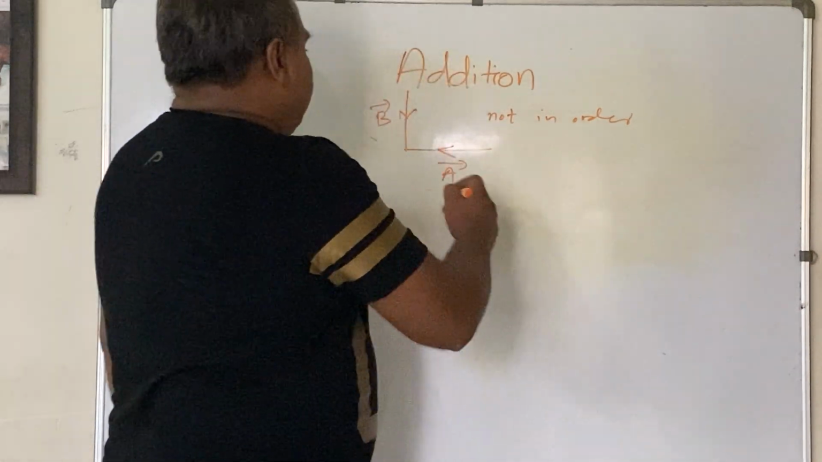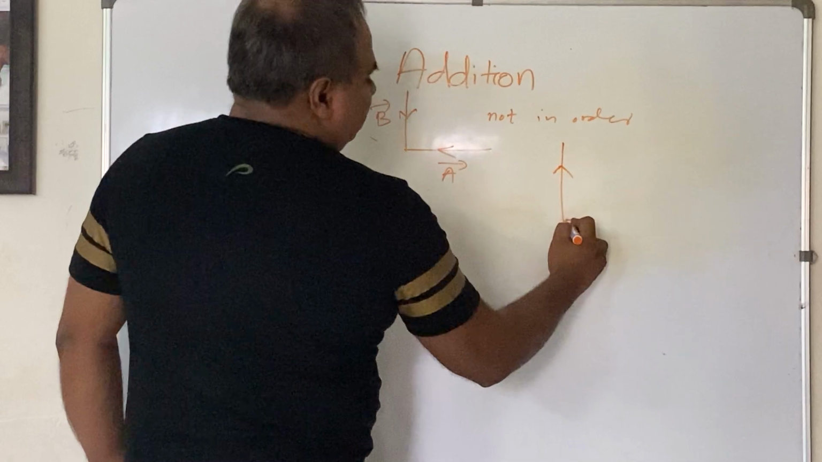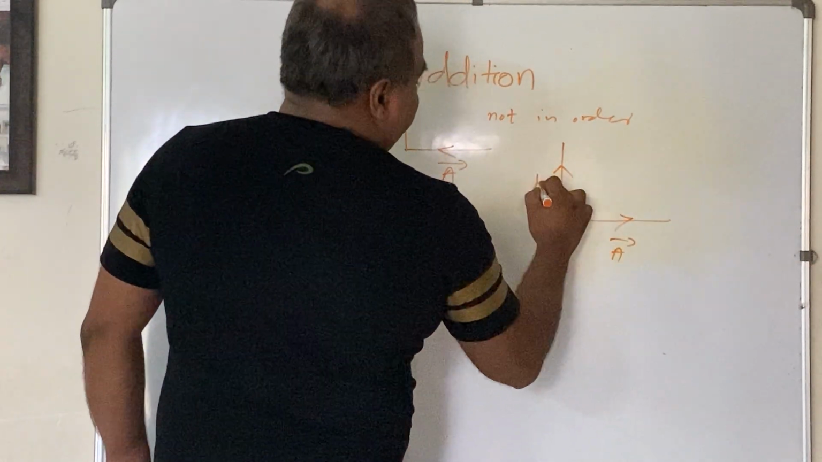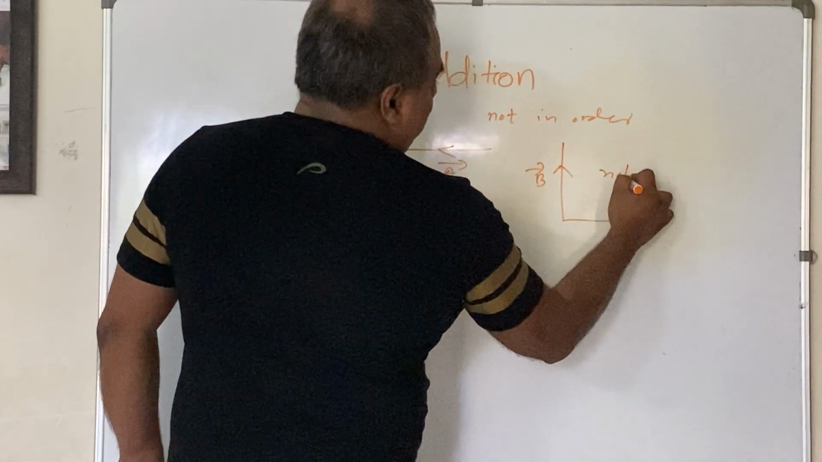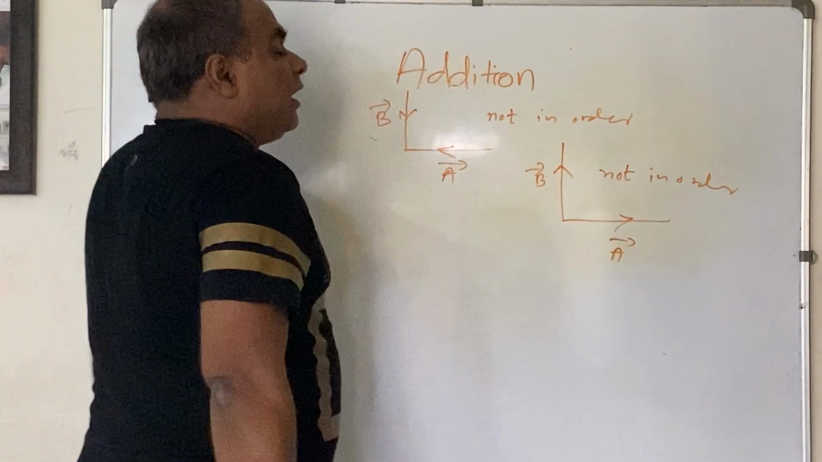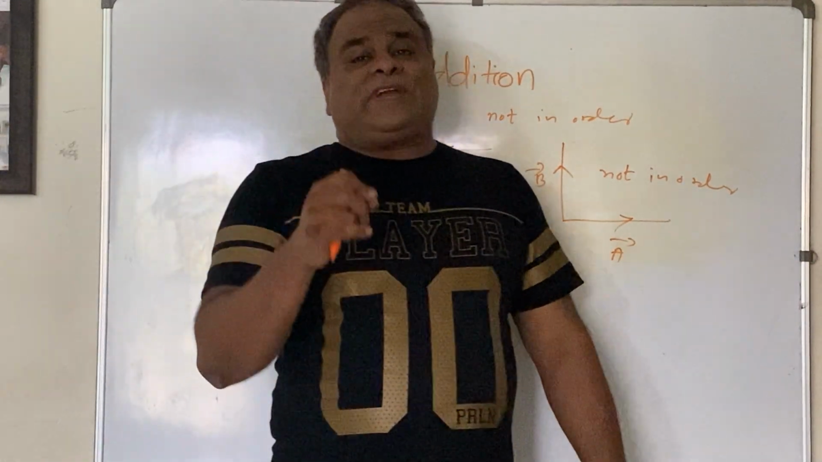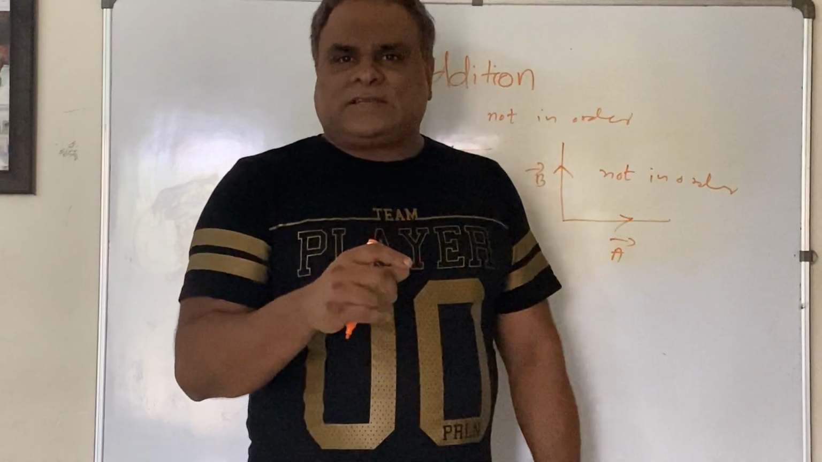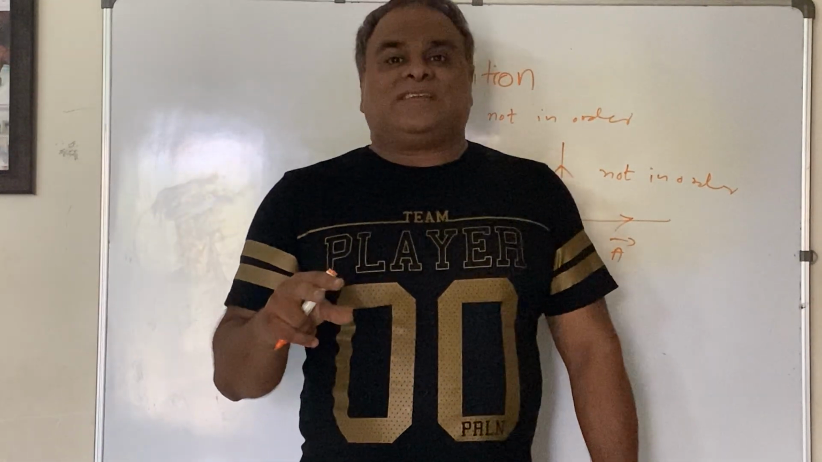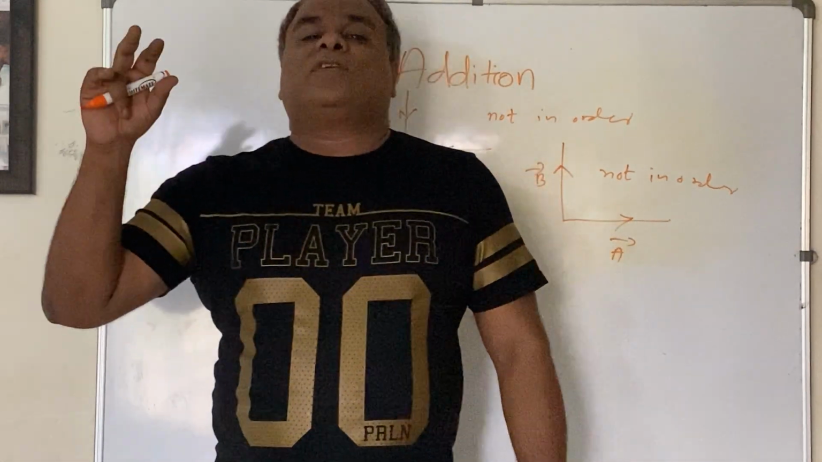Understood? Then another case, if one vector is like this and another vector is like this, this is vector A, this is vector B. This is not in order. Here also you will go for parallelogram law. So if both the vectors are in clockwise direction, or if both the vectors are in anti-clockwise direction, the vectors are in order, then we will go for triangular law.